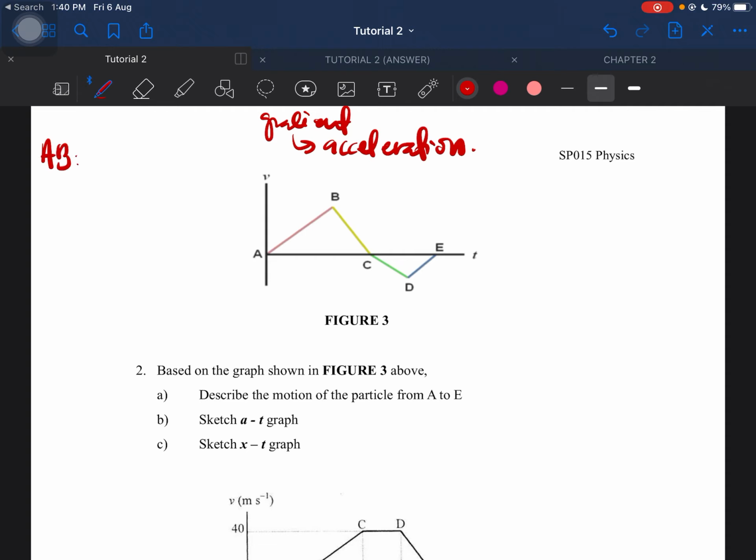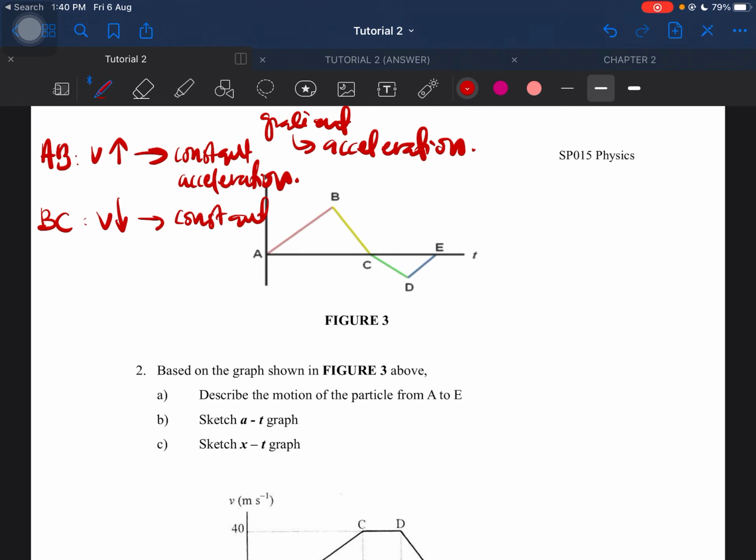Now let's look at point A to point B. This is showing us that the V is increasing. What does a uniformly increasing velocity mean? It means that there is a constant acceleration. And then from point B to C, we can see that the V is decreasing, so that means it is decelerating constantly. Constant deceleration.